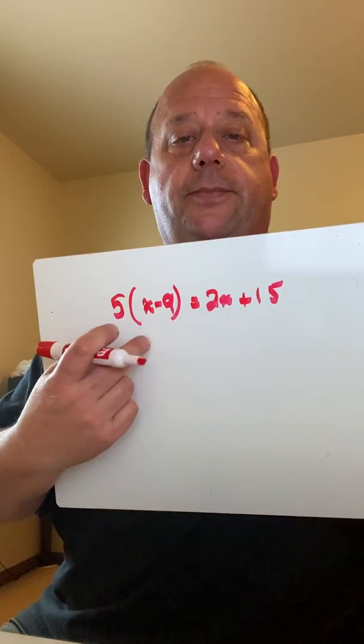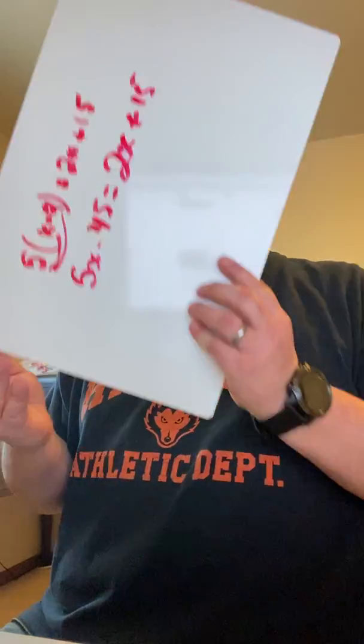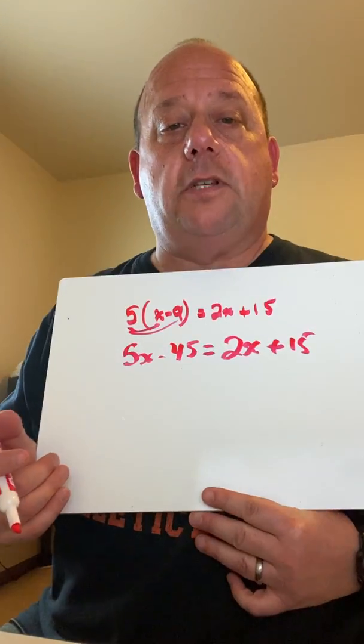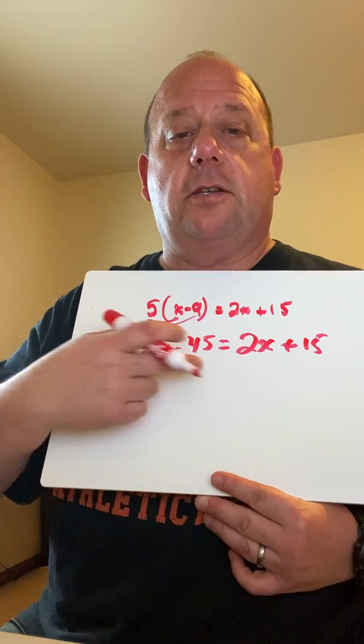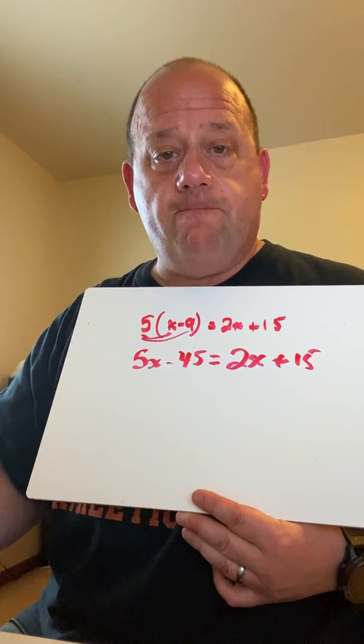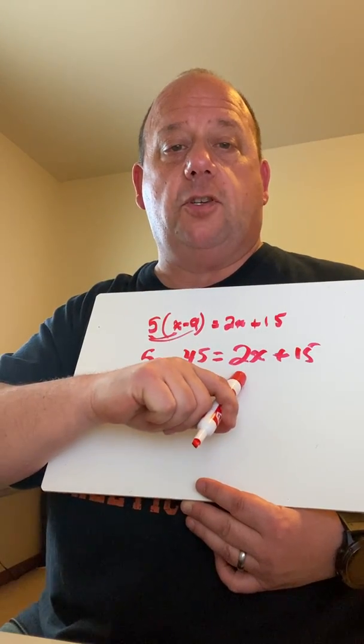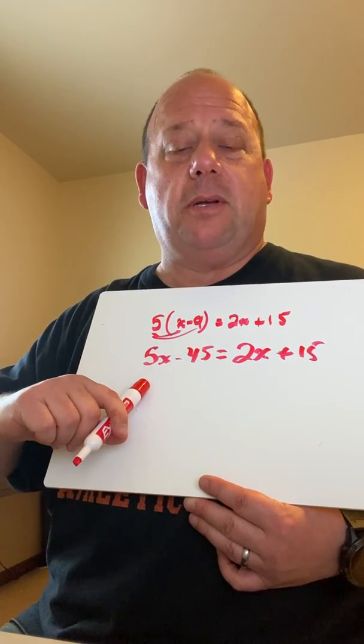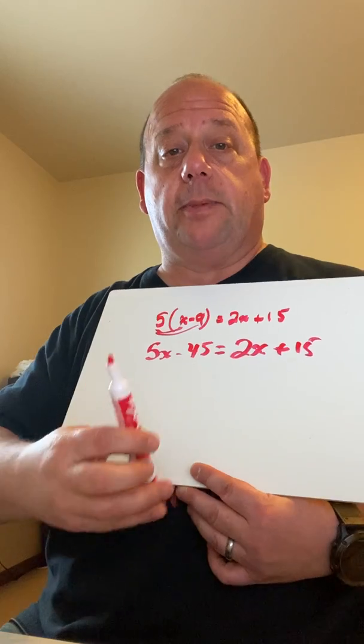First thing you've got to do, get rid of the parentheses. When you get rid of the parentheses, the distribution, 5 times x is 5x, and 5 times negative 9 is negative 45. Rewrite the whole problem. So now you've basically got a two-step equation where you're going to put the x's all on one side and the constants on the other. In this case, I'm probably going to move the 2 over with the 5, simply because it's the smaller number and it's going to work out a little bit nicer.